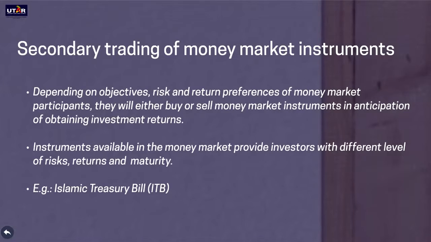Second, secondary trading of money market instruments. Depending on the objective, risk, and return preference of money market participants, they will either buy or sell money market instruments in anticipation of obtaining investment returns. Instruments available in the money market provide investors with different levels of risk, return, and maturity. For example, Islamic treasury bills.